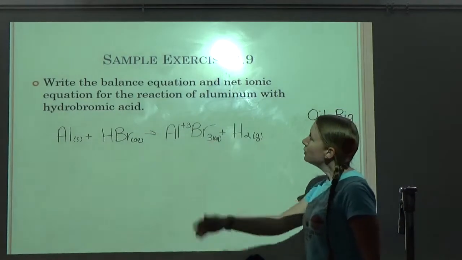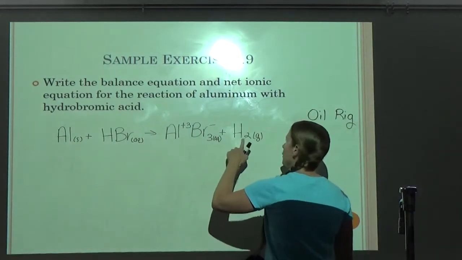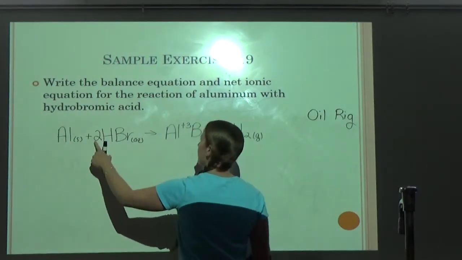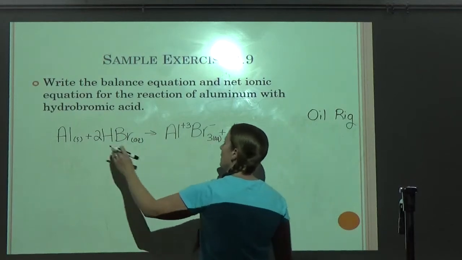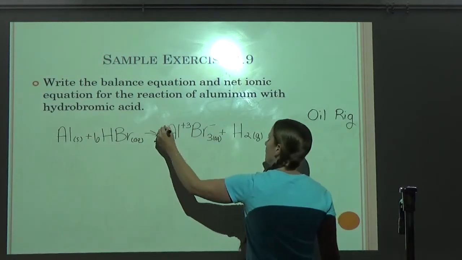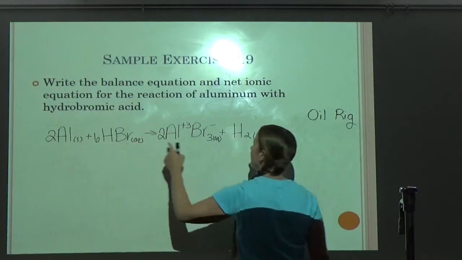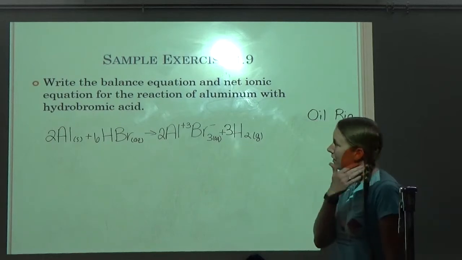All right, so next I need to balance. I have 1 Al, 1 Al, 1 H, 2 H's, so I'll put a 2. 2 Brs, 3 Brs, that means I need to turn them both into 6. That means I now have 2 aluminum, so I need a 2. I now have 6 hydrogens, so I need a 3.